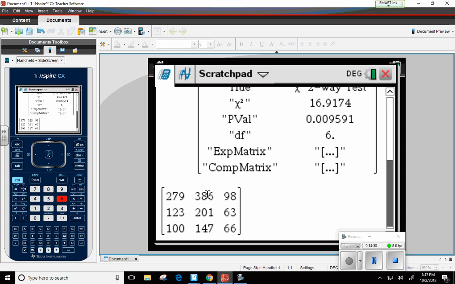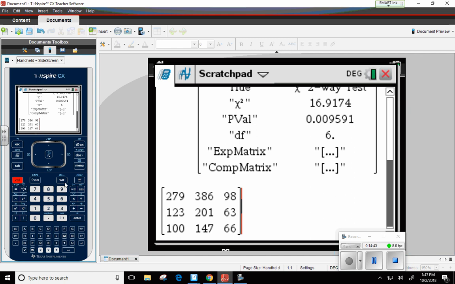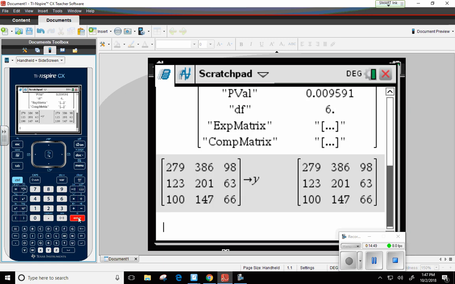Okay. So let's see here. I'm going to hit Control Store. Now I've already got one in there stored as X, so I'll go ahead and just choose another letter. Let's say Y. Okay.